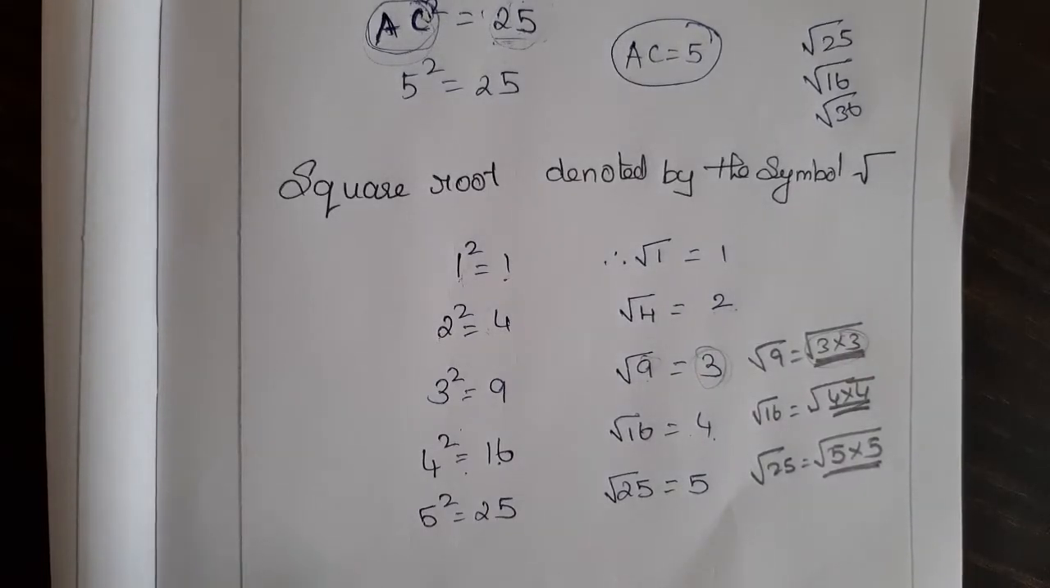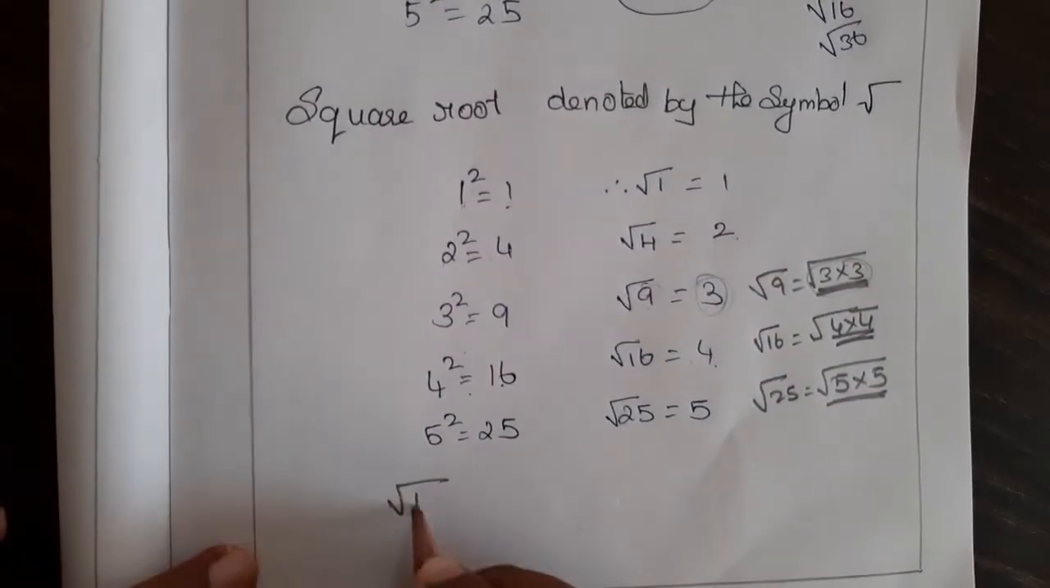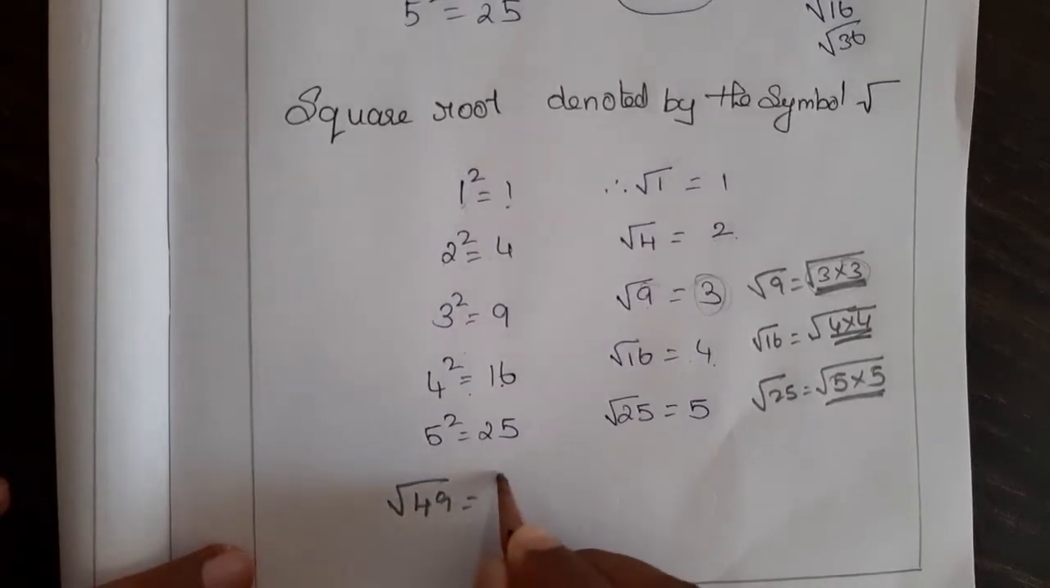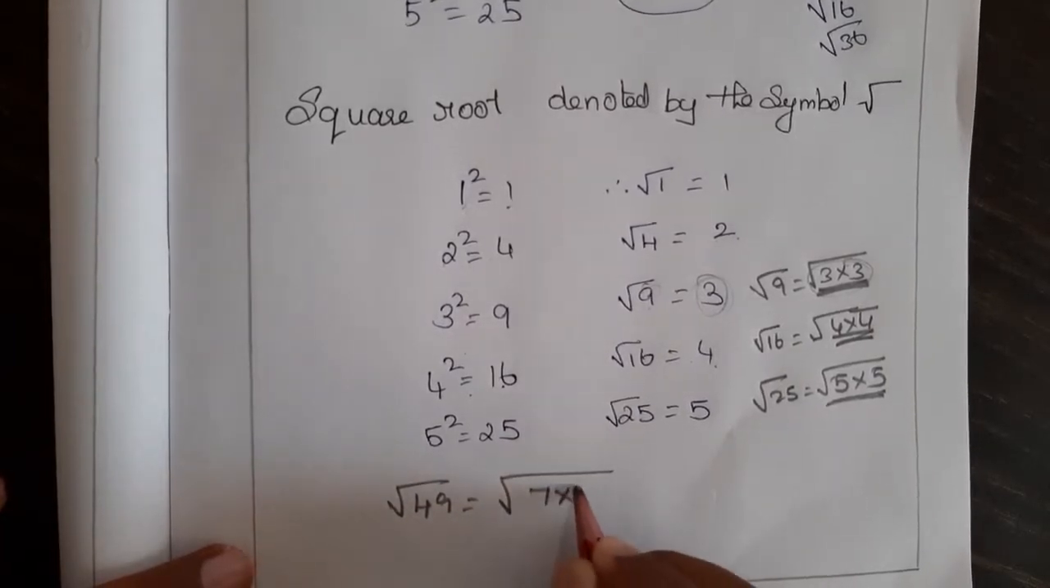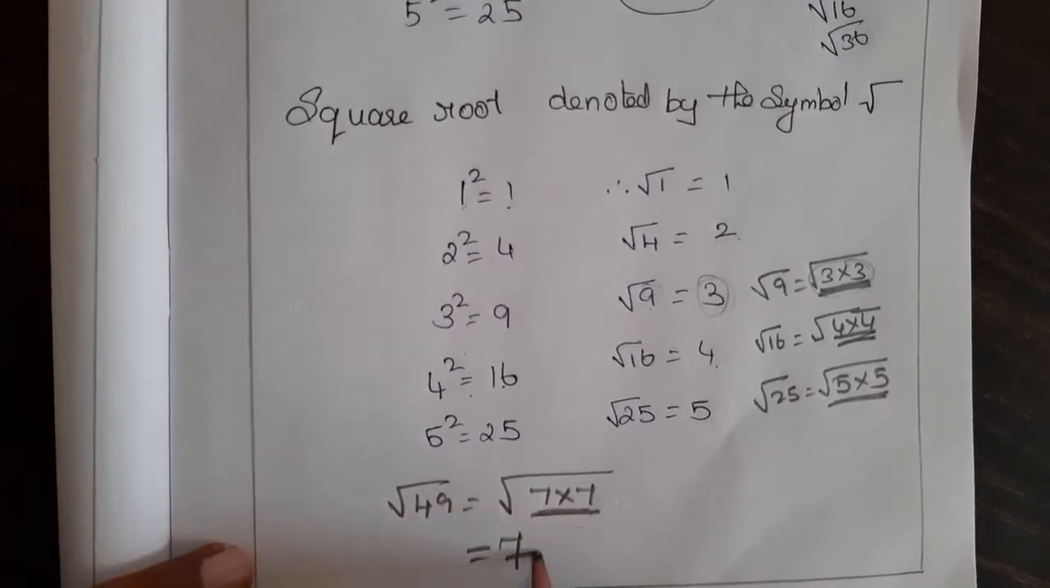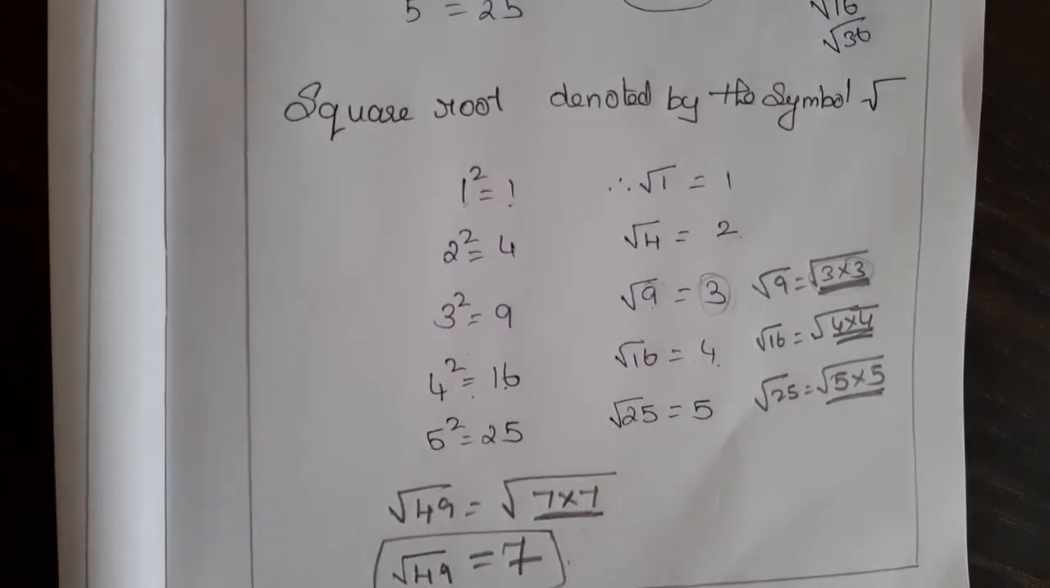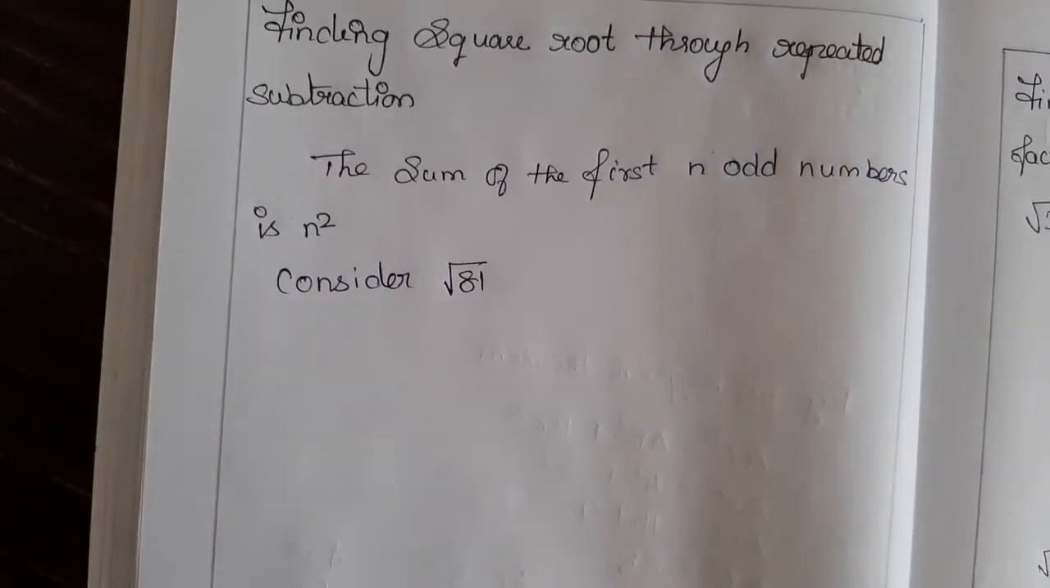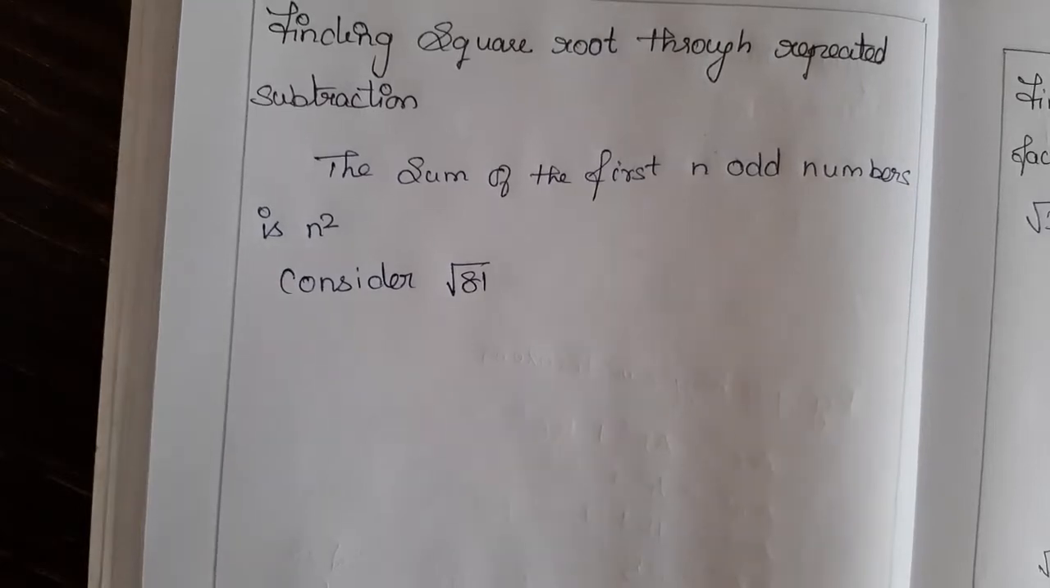Clear? Example: the square root of 49. If we need the square root of 49, we can represent it as the square root of 7 into 7. So there is a pair, right? This we can represent as only 7. That is the value of the square root of 49. We can remember it like this. Clear?